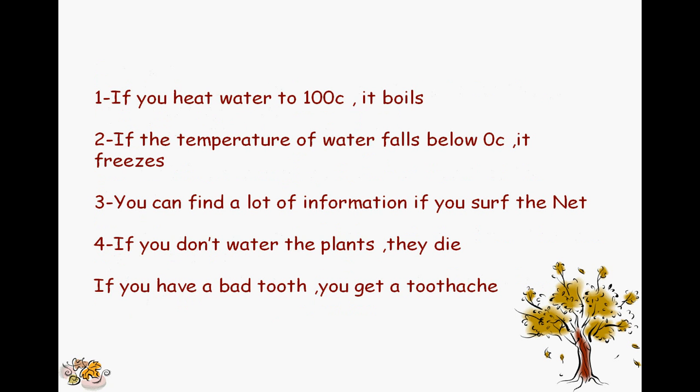Now, look at these examples. If you heat water to 100 centigrade, it boils. If the temperature of water falls below 0 centigrade, it freezes. You can find a lot of information if you surf the net. If you don't water the plants, they die. If you have a bad tooth, you get a toothache.